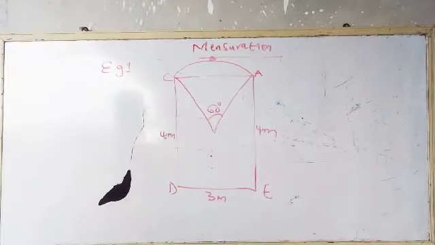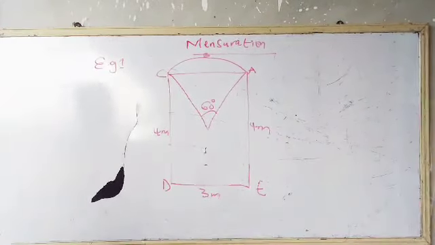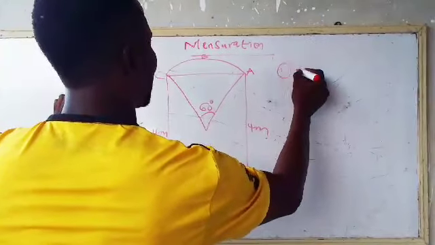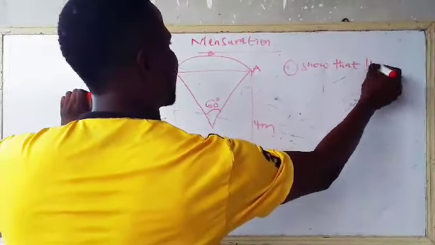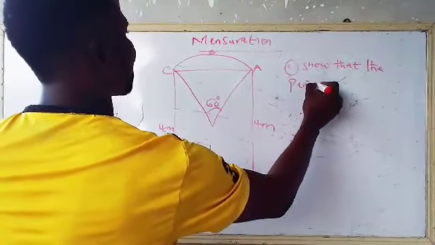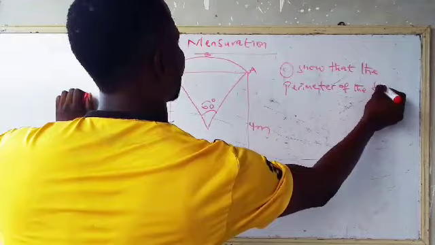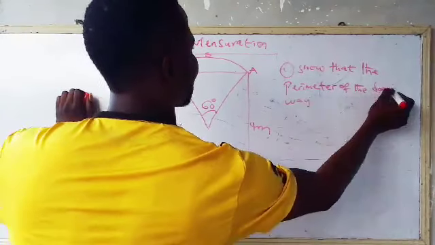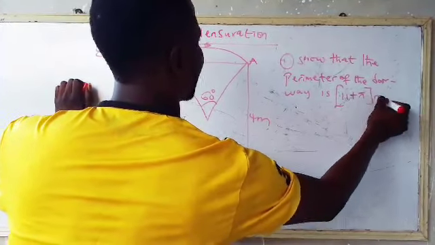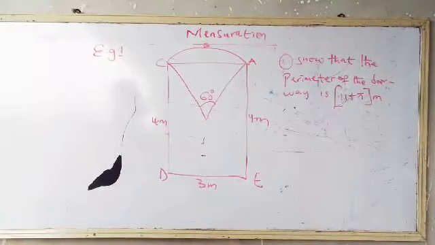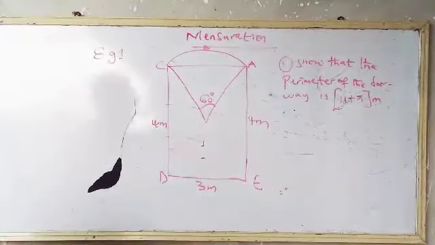Now the first question is that we have to show that the perimeter of the doorway is 11 plus pi meters. So A, show that the perimeter of the doorway is 11 plus pi meters. So now the task ahead of us is to show that the perimeter of the doorway is 11 plus pi meters.